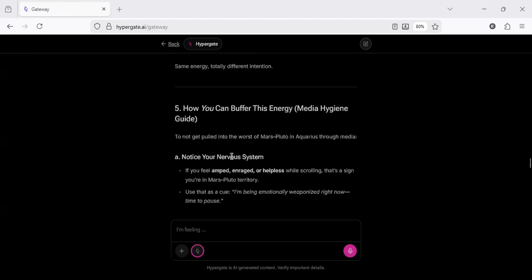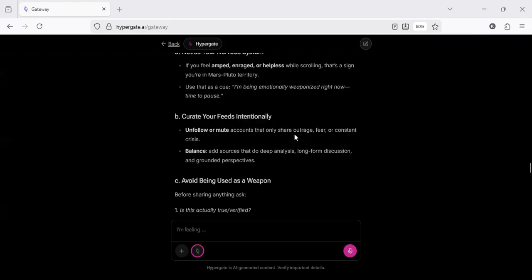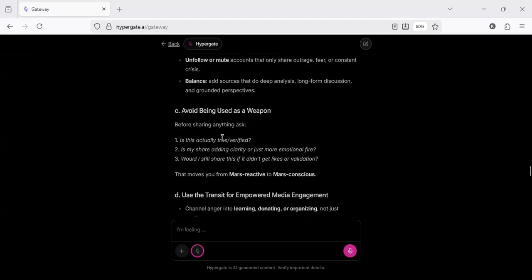Okay, last part of this. Okay, notice your nervous system. If you're feeling amped, enraged, or helpless while scrolling, that's a sign you're in Mars Pluto territory. Use that as a cue. I'm being emotionally weaponized right now. Time to pause. Unfollow or mute. Okay, let's see.